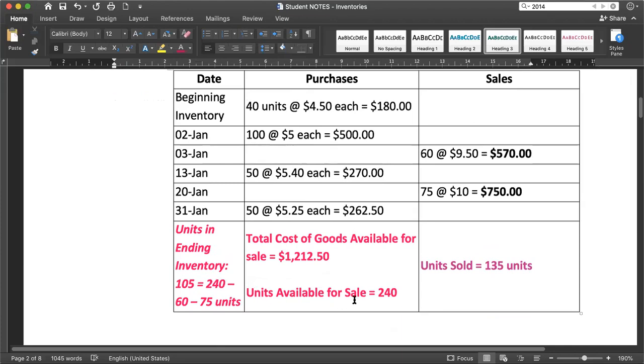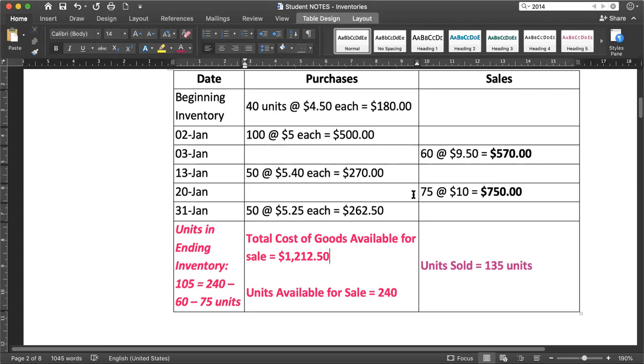Now, the next part here is, well, how many units were available to sell during the month of January? And that would be the sum of the units, 40 plus 100 plus 50 plus 50, which gives us 240. So there were 240 units that were available for sale. Those 240 units cost a total of $1,212.50. Now, during the month, they tell us that on the 3rd of January, they sold 60 units. The selling price was $9.50 each for a total sales of $570.